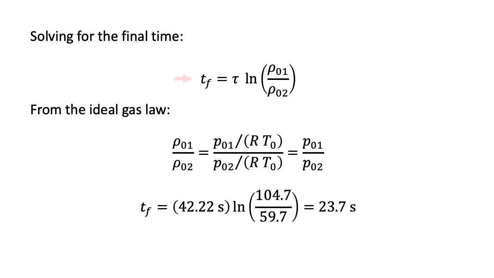Solving for the final time, we get the following relationship. Next, instead of calculating the densities directly using the ideal gas law, we use the ratio of the densities along with the ideal gas law to show that the density ratio and the pressure ratio are the same for an isothermal process. Thus, from our known pressure ratio, the estimated time for the discharge process is about 24 seconds.